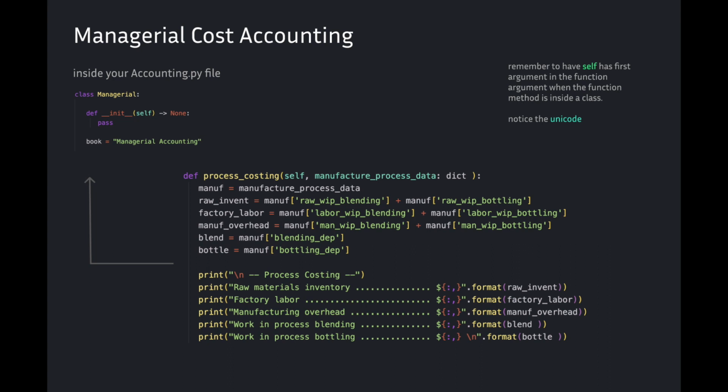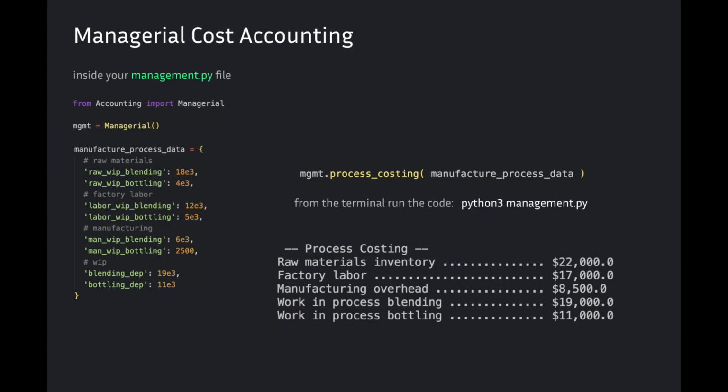Blend variable is blending department. Bottle variable is bottling department. And we print out this information. Inside our management.py file we have the data dictionary. We call our method and pass in the manufacture process data.